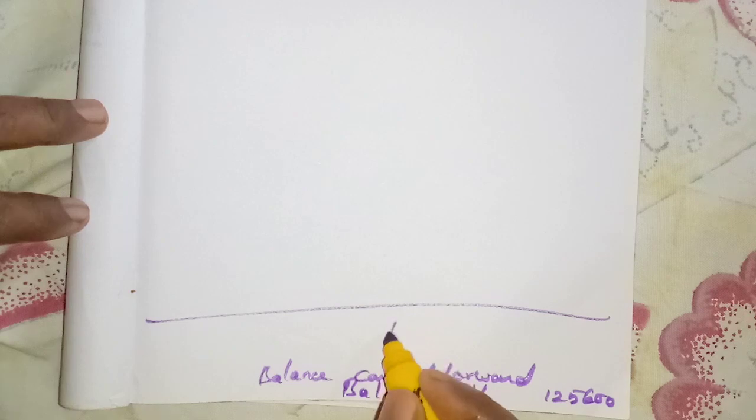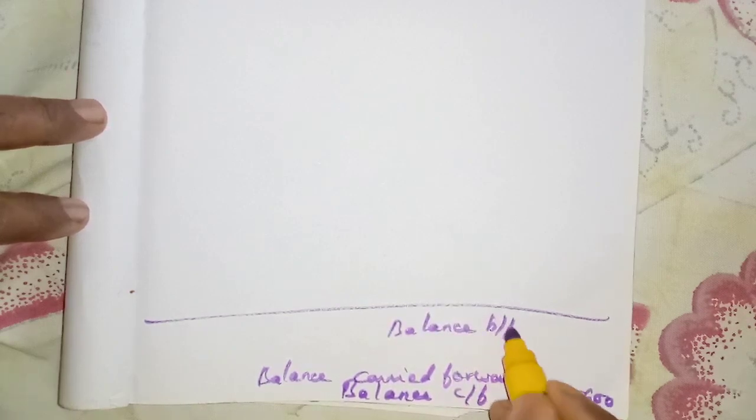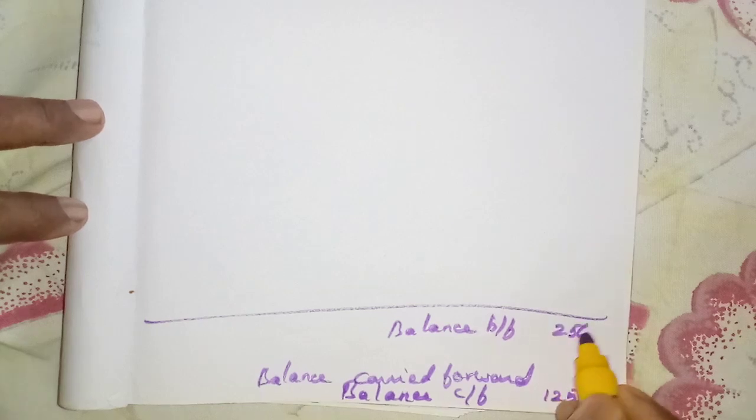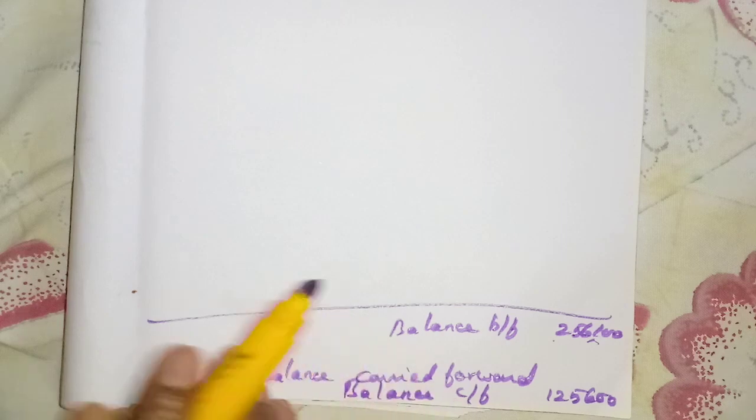How will we write it? Balance brought forward. Okay. All the amount will be there, but we will write it here and there. Here 2,56,100. Here 1,25,600. This is called carried forward mistake. Okay. Error arising in carrying forward from one page to the next page of the account.